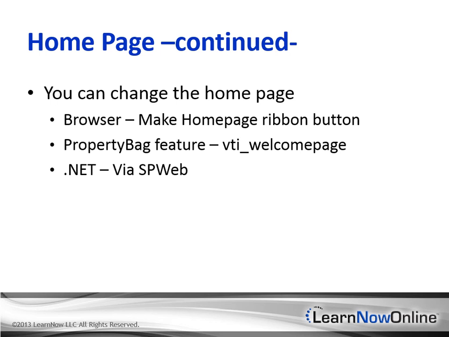.NET wise, you can just use the regular SharePoint object model and change the home page via property on the SP web object. So now we're going to go ahead and take a look at creating and setting a new home page. We'll do it both through the browser and in Visual Studio.